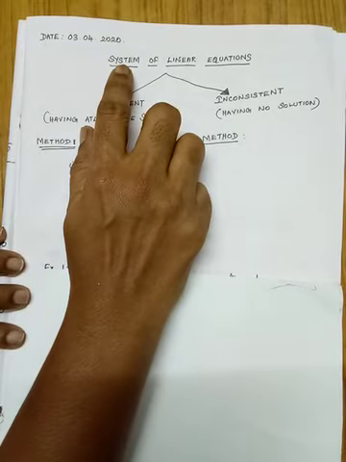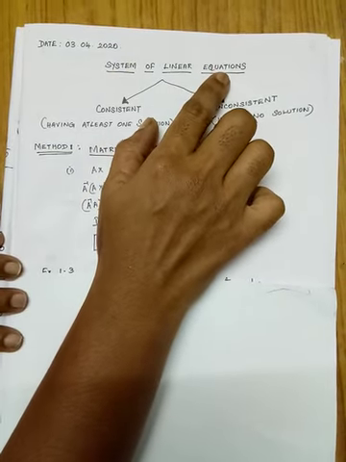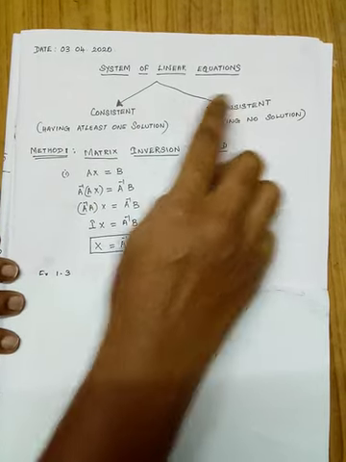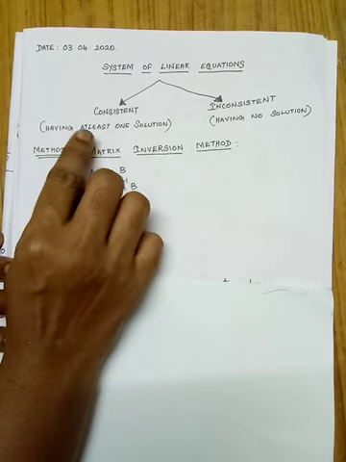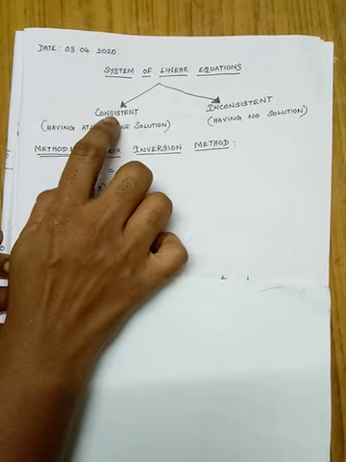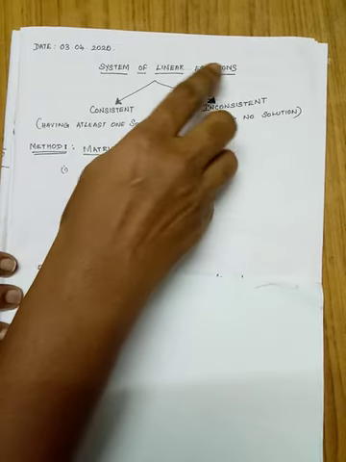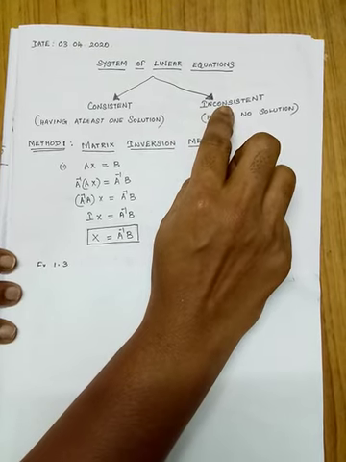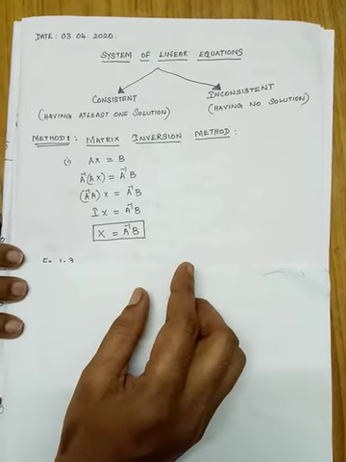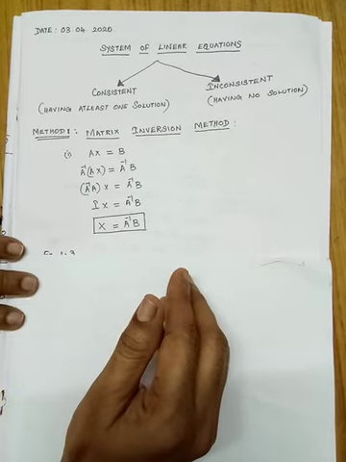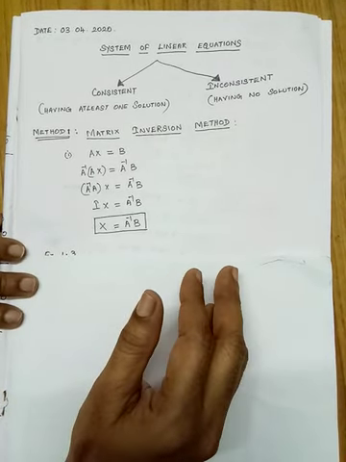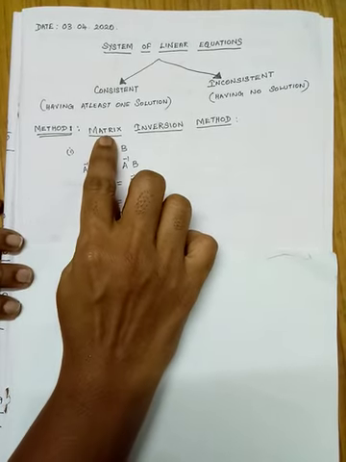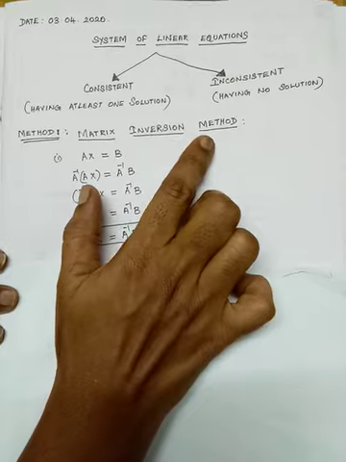Good morning students. A system of linear equations may be consistent or inconsistent. A system of linear equations having at least one solution is said to be consistent. A system having no solution is said to be inconsistent. How do we find the solution of a system of linear equations? There are three methods. Today we are going to see the first method, that is the matrix inversion method.